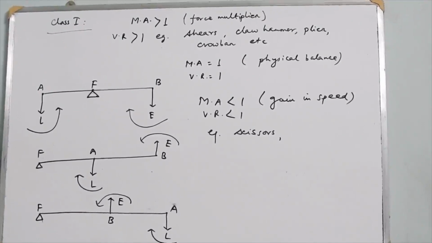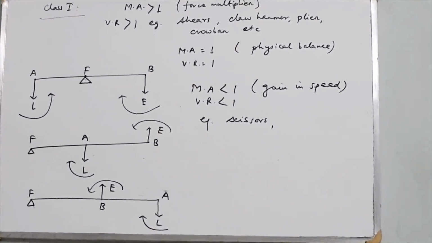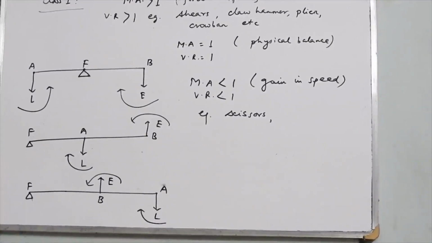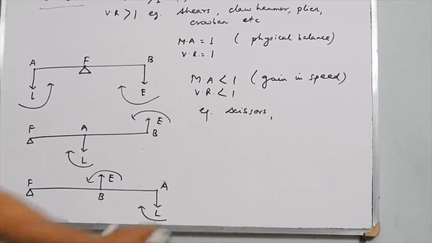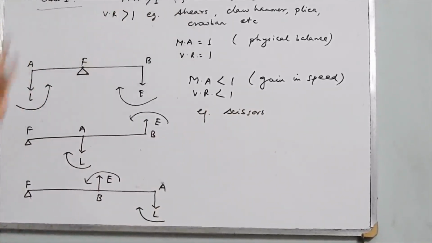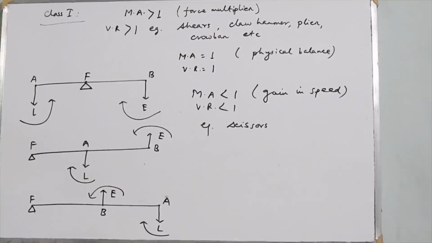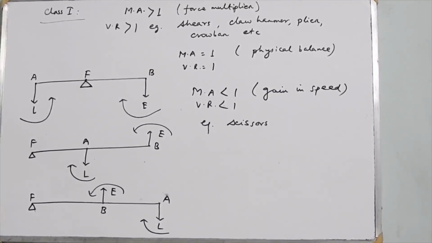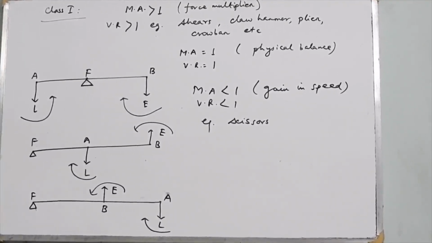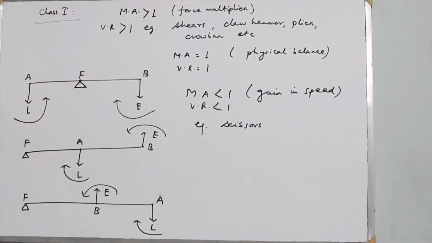And such simple applications are also available in different types of class 1 levers. We can compare scissors versus shears also. In the case of shears, which are used to cut metal sheets, the handles are long, whereas in the case of scissors, which are used to cut cloth or paper, the blades are long. So both are class 1 levers, but one has mechanical advantage greater than 1 and the other has mechanical advantage less than 1.